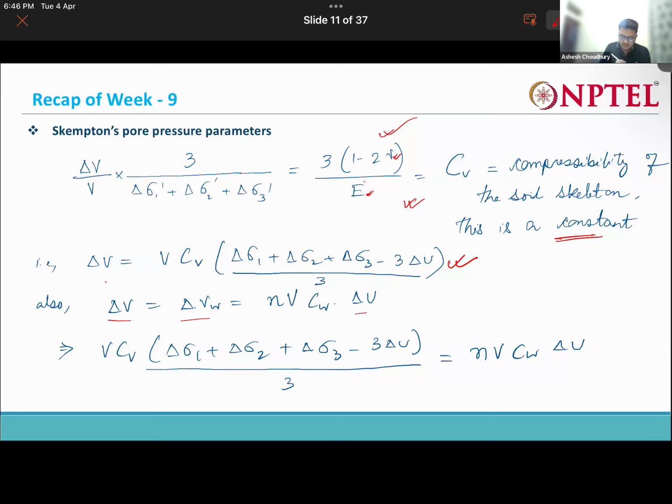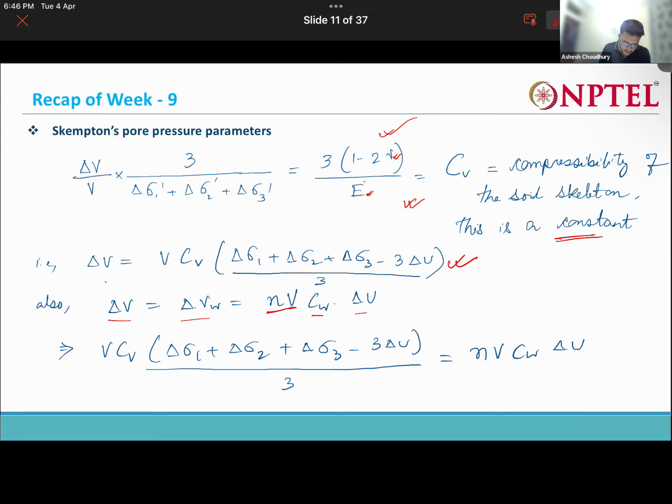The change in volume of the pore space we write as n V Cw delta U. So porosity times volume is the volume of the pores, times Cw. Cw is the compressibility of the pore fluid, which might be air or water, and delta U is the pore water pressure.